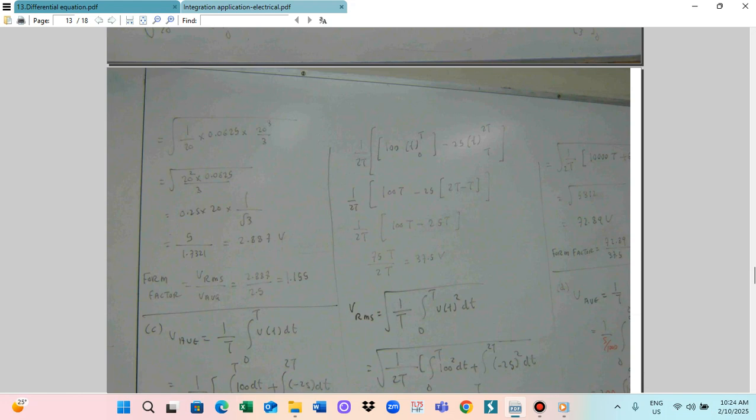Then you can calculate the form factor, which is the RMS value divided by the average value. So V RMS divided by V average. RMS is 2.887 and average is 2.5. Then you can calculate the form factor, so the form factor becomes 1.155.